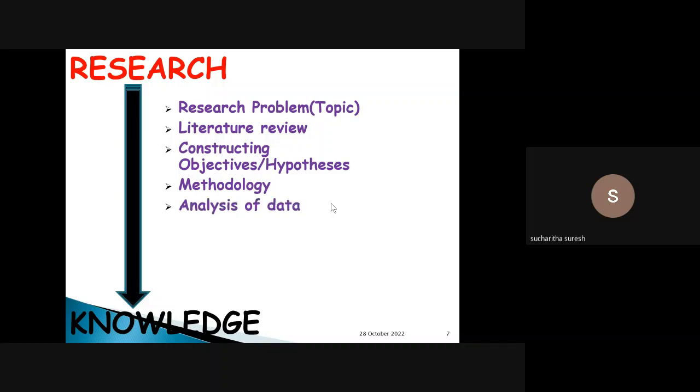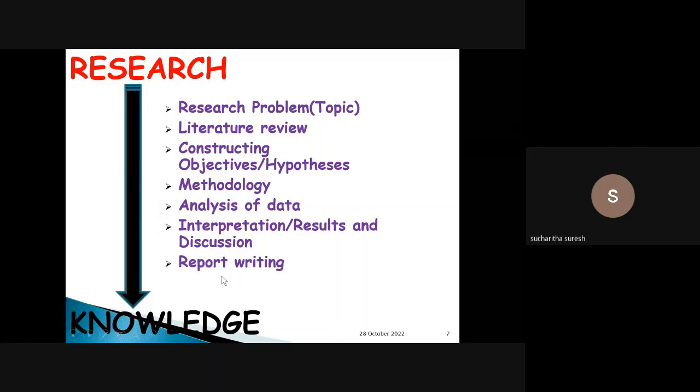All right. Then analysis of the data. Analysis of the data means analyzed data along with the interpretation and discussion. All right, and then we can write. If you have all these things, we can write a report and we can publish. Okay, so these things are required to write one good research paper.